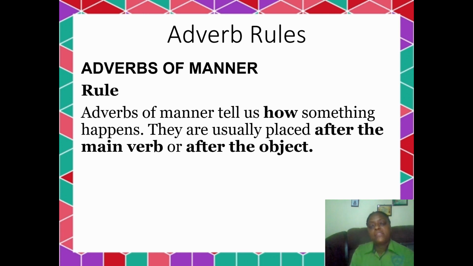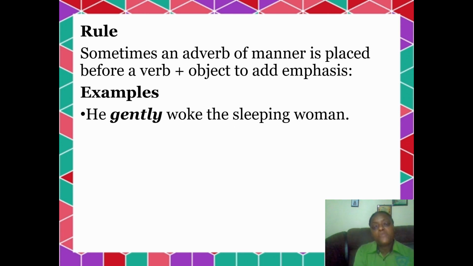Okay, I said previously that we'll be spending some time looking at the adverbs of manner. Adverbs of manner really say how something is done, and they usually are placed after the main verb, and sometimes they are placed after the object in the sentence. How, manner. Now, sometimes for emphasis, the adverb is placed before the verb.